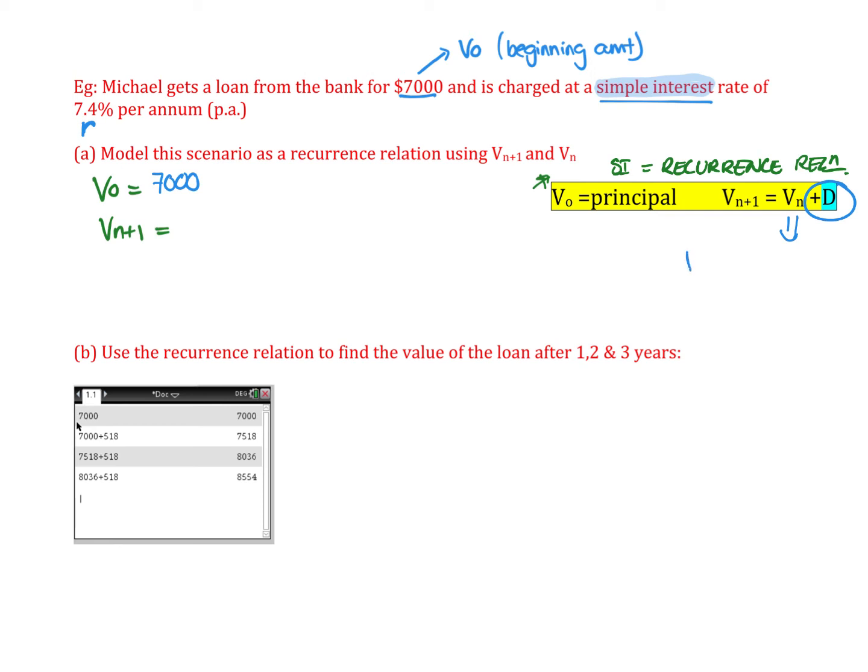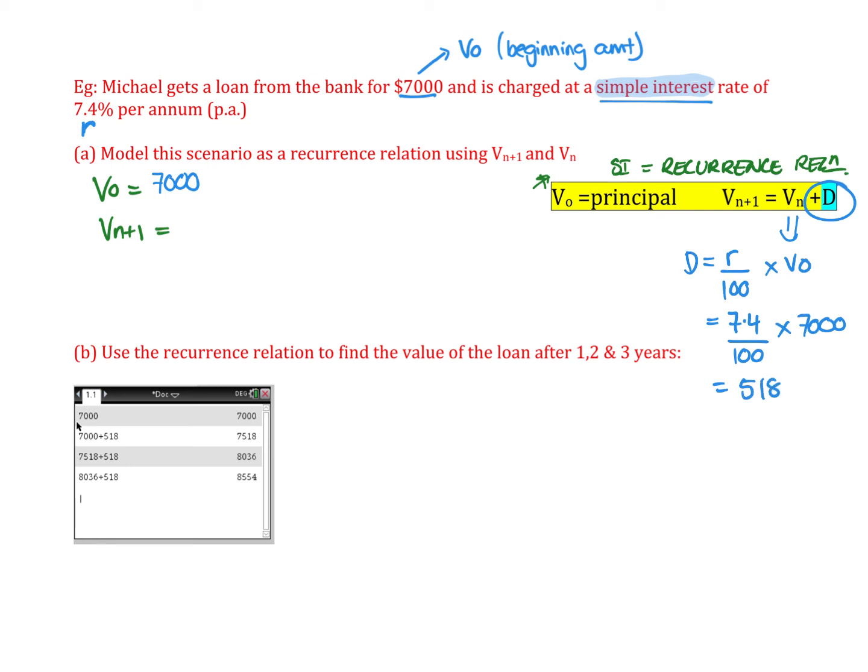So if you went back and had a look at what it said, this is how you calculate D. So in this example, what was my R? 7.4. So we go over 100. And what was my V0, my initial? 7,000. So do that on the calculator. And what do you get? All right, so it ends up being 518. So you know that's what D is.